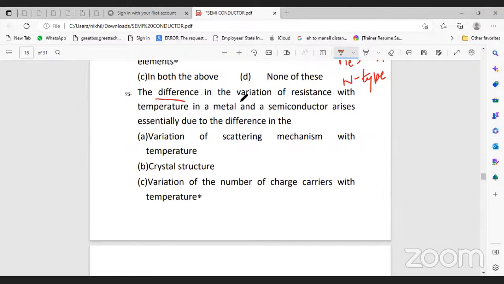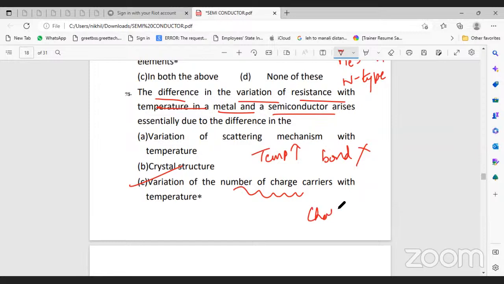Look at this. The difference in the variation of resistance with temperature in the case of metal and semiconductor. There will be a variation in the number of charge carriers. Option C. Why is there a variation in the number of charge carriers? As temperature is given to the conductors or semiconductor, the covalent bond is going to break. Because of this, there will be charge carriers. So there is a variation in the charge carriers as the temperature is given to the substance.